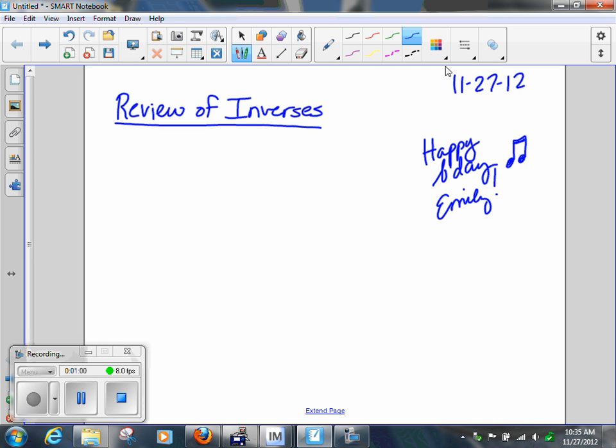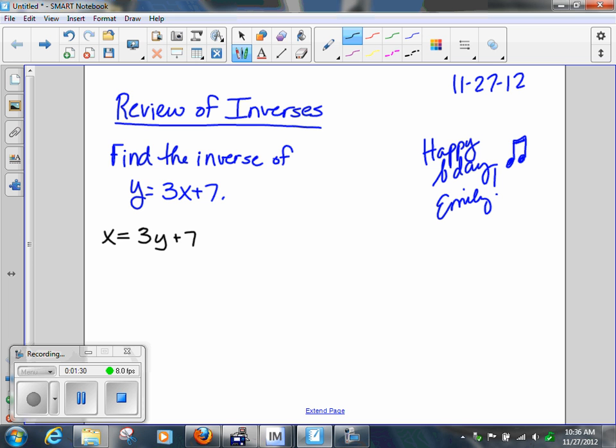Review. Just review this for me, please. If I wanted you to find the inverse of y equals 3x plus 7, folks, talk to me. What would we do? Easy, switch x and y, right? So we would literally switch the x and y, and we would solve by subtracting 7.